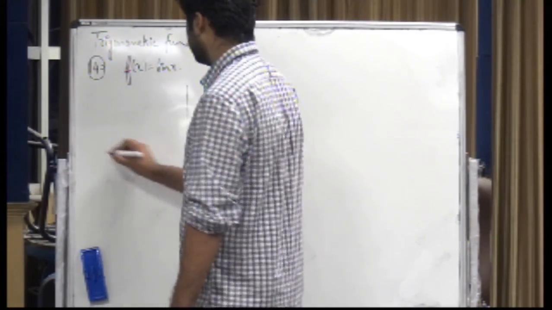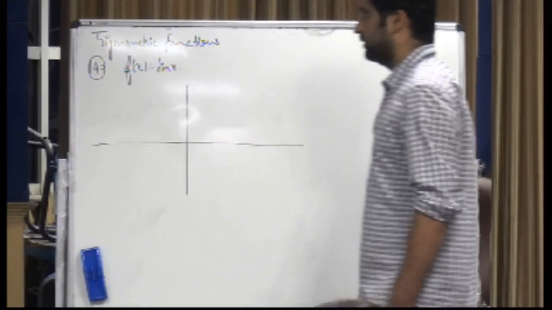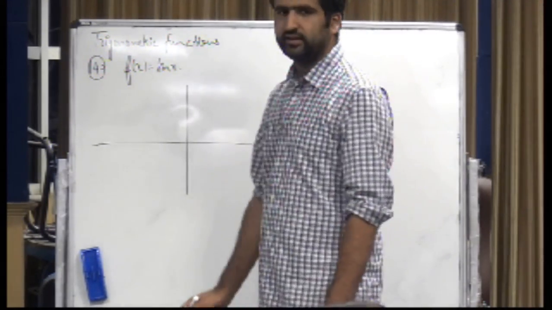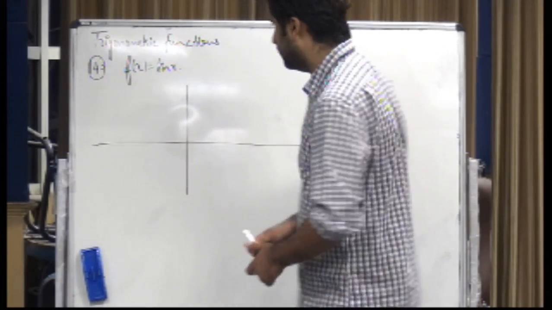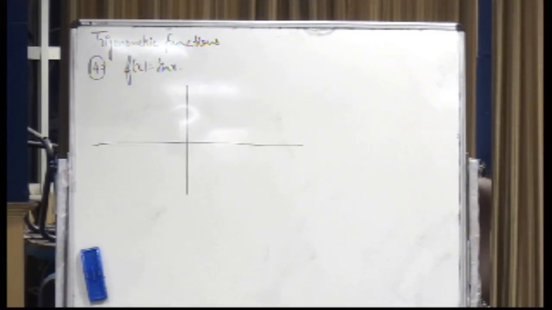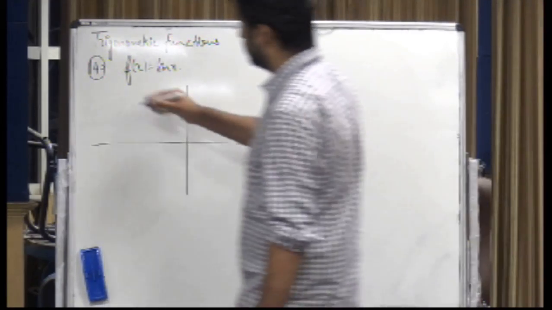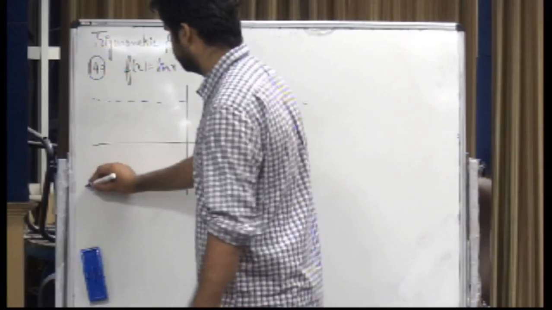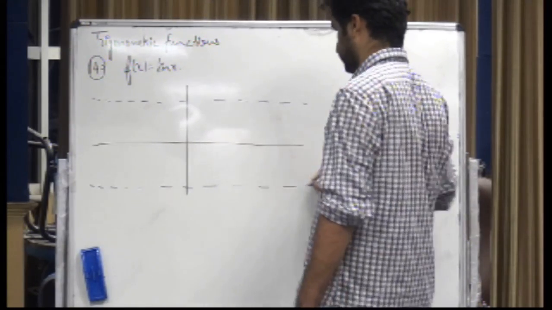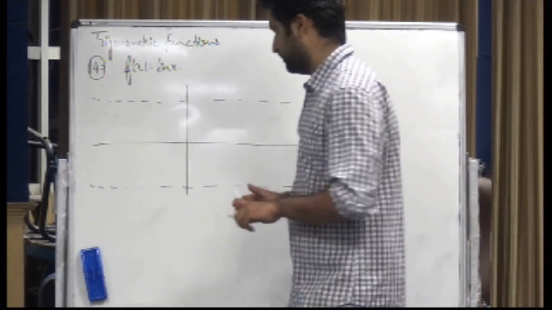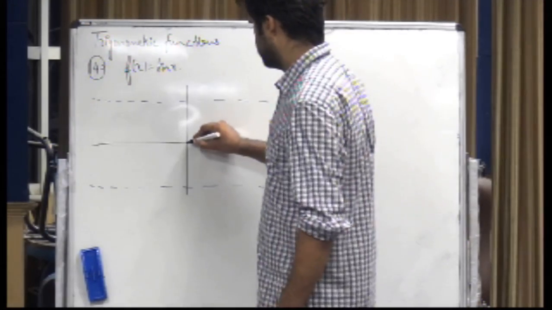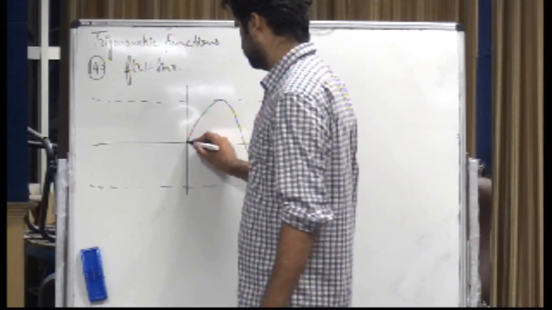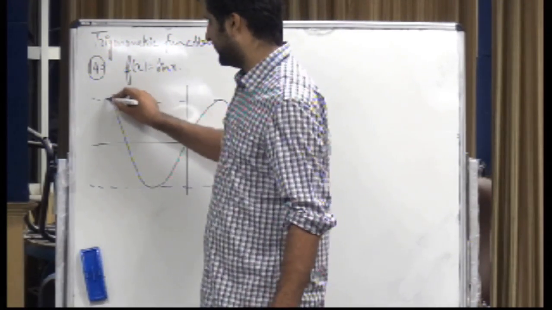So f(x) is equal to sin x, which has an upper bound. What is the maximum value of sin x? 1. So the upper bound will be 1 and the lower bound will be minus 1. So the graph goes like this. It is a sinusoidal wave.